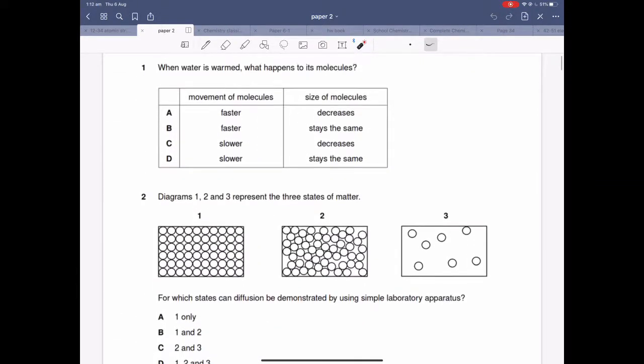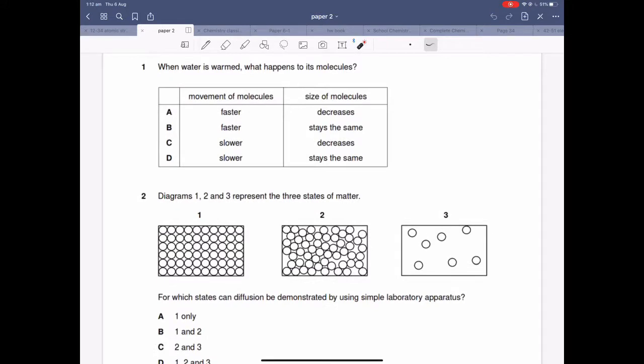So let's start with this topic. Number 1, when water is warmed, what happens to its molecules? Well, the movement of the molecules becomes faster, so we can cancel out these. But the size of the molecules stays the same. Okay, so faster and stays the same. The size of the molecules is only going to change if the substance is different.